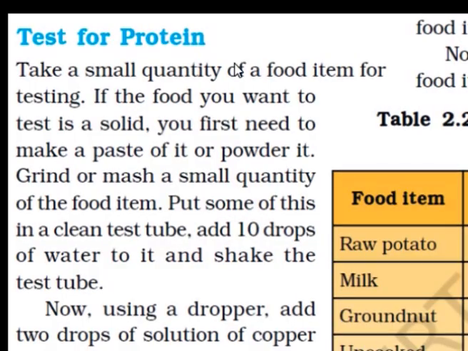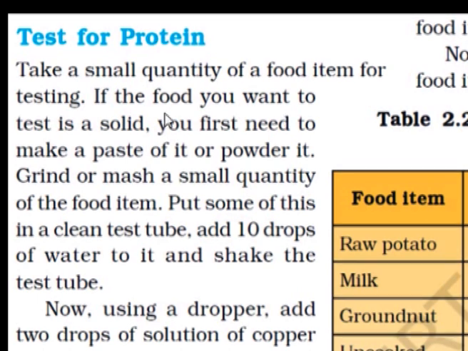Test for protein. What are the five major components of food? Carbohydrates, proteins, fats, vitamins and minerals. So we have seen the test for carbohydrate. Now we will see the test for protein. Take a small quantity of food item for testing.